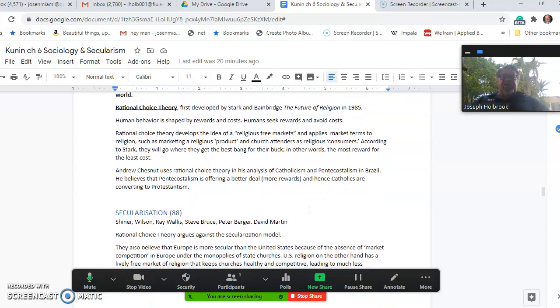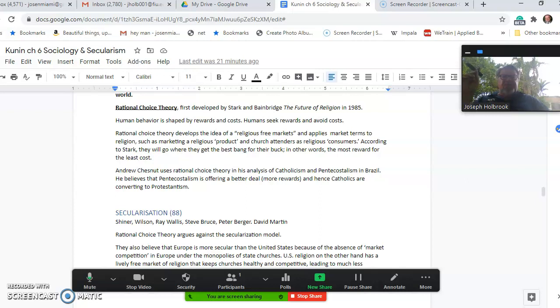Then we have rational choice theory. It's applying microeconomics to religious studies, first developed by Stark and Bainbridge in The Future of Religion in 1985. They believe that human behavior is shaped by rewards and costs. Humans are rational actors who seek rewards and avoid costs. Rational choice theory develops an idea of religious free markets and applies market terms to religion, such as marketing a religious product or a spiritual product, and the church attenders become religious consumers. According to Stark, they will go where they get the best bang for the buck. In other words, the most reward for the least cost.